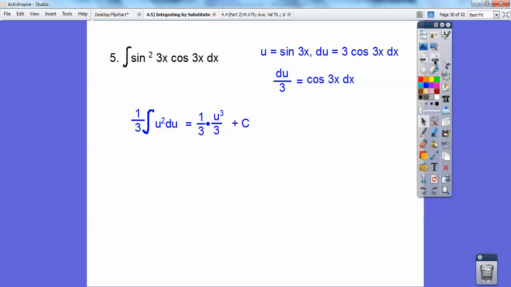Okay, and then we're going to go ahead and add an exponent and divide by the exponent. So there's my u squared right there. So you get 1/9 the sine of 3x and then cubed. Okay, sine cubed of 3x. All right, so there's your answer right there. All right, easy enough, you guys.